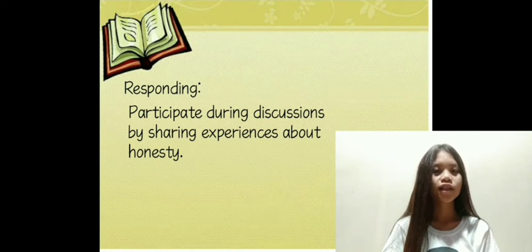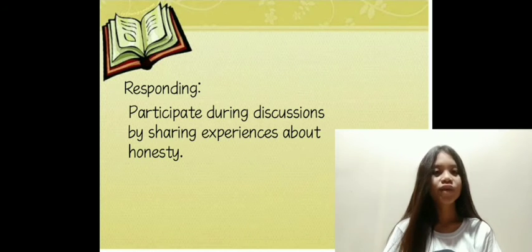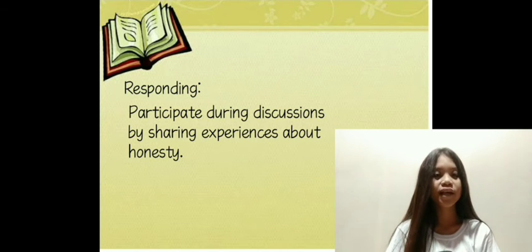Participate during discussions by sharing experiences about honesty. This fits in the responding stage since this outcome responds to the stimuli and not merely listening to it, since students will be able to respond by sharing their experiences.